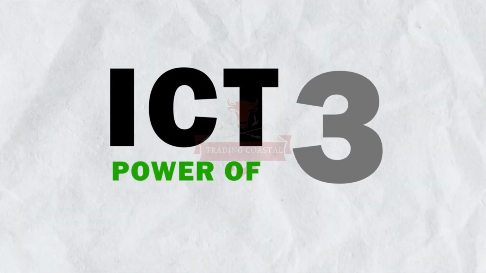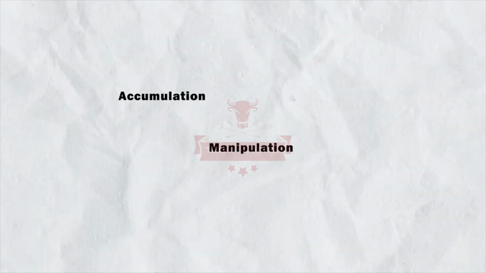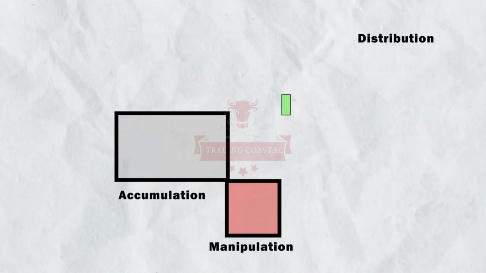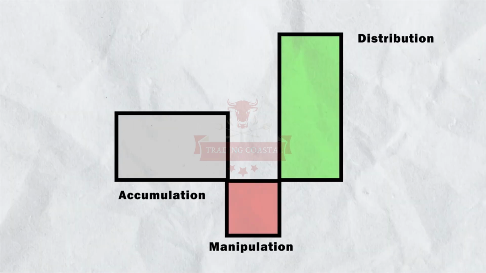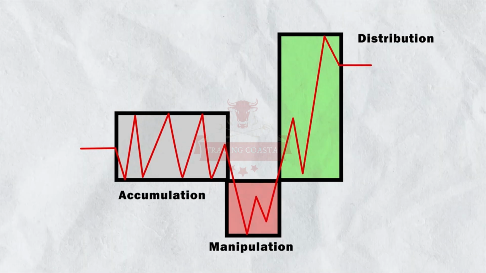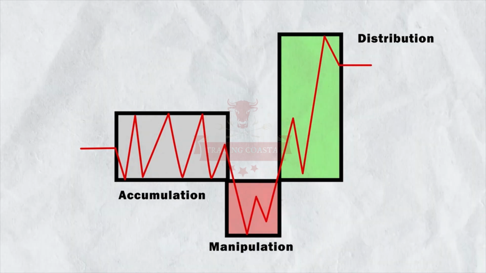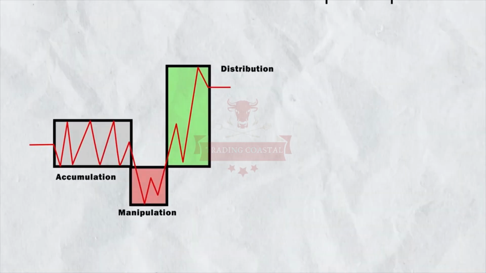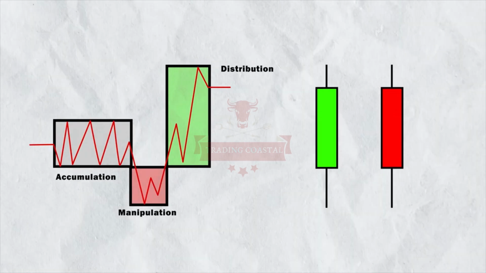ICT's power of three concept, encompassing accumulation, manipulation, and distribution. Initially, we'll cover the basics of open high-low close and open low-high close before delving into the essence of the power of three, including its identification and illustrative examples. Open high-low close and open low-high close.